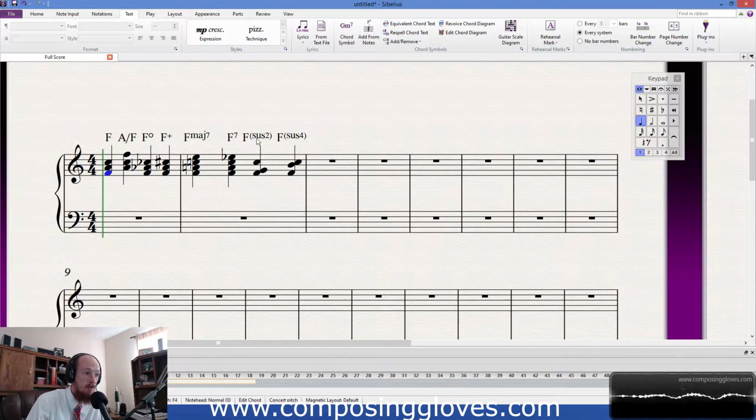Now we come over here, we have the sustain 2 and sustain 4. And it looks exactly like that. They say sus 2 or sus 4. This one puts them in parentheses. I've seen it without parentheses. It's pretty explanatory what it is.